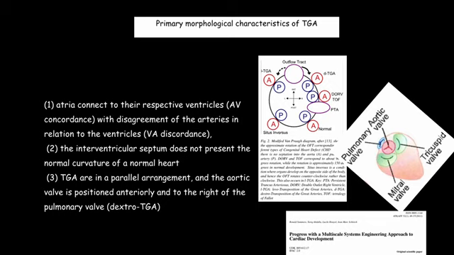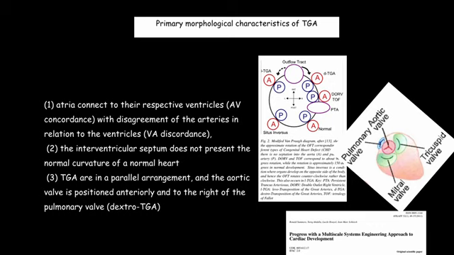Now let's see the typical morphological characteristic of d-TGA. There is normal atrioventricular concordance, but however there is discordance in the ventricular-arterial connection. Due to this, the normal curvature of the interventricular septum is altered. Therefore, in d-TGA, the outflow tracts do not cross, whereas they arise out of the ventricle in a parallel arrangement.